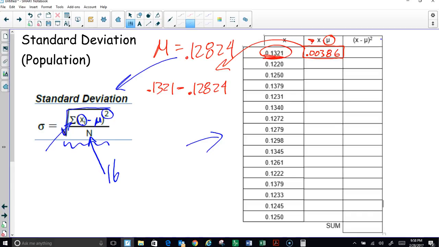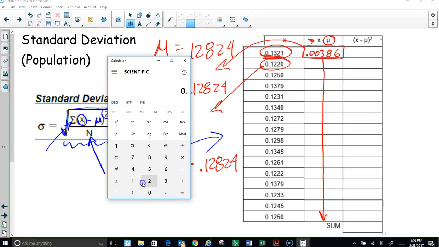And I'm going to do that for all the rest of them. So every single one of them, I'm going to take the number. I'm not going to do them all with you here. I'll set you loose, and you can compare what I get to what you get. 0.1220 minus 0.12824. Now notice, with this one, you're going to get a negative number. 0.122 minus 0.12824 equals negative point.